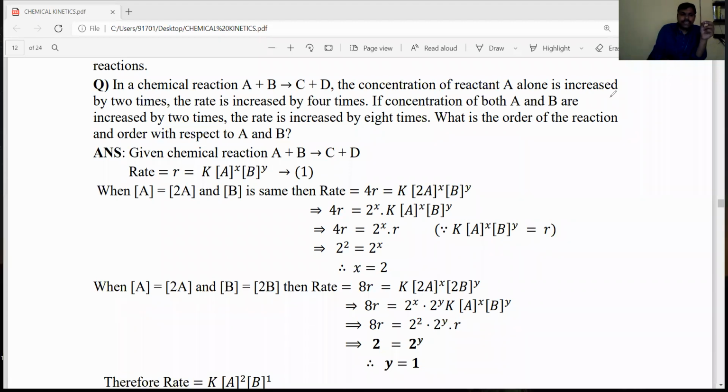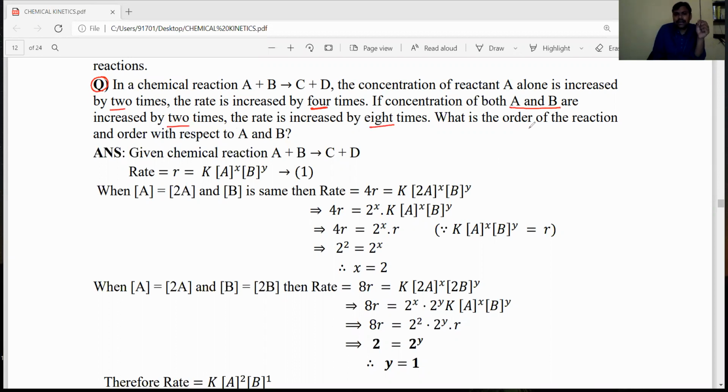If you observe that in a chemical reaction, A plus B is converted into C plus D, and the concentration of A alone is increased 2 times, then the rate increases by 4 times. If the concentrations of A and B both are increased by twice, the rate is increased by 8 times.